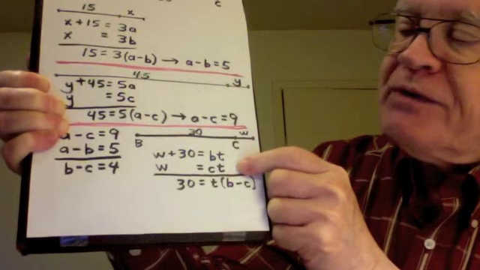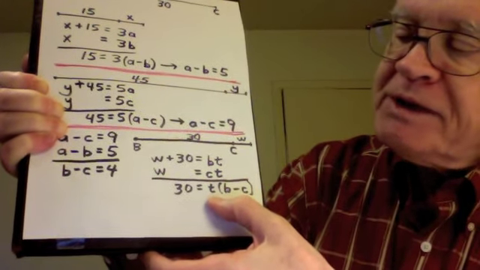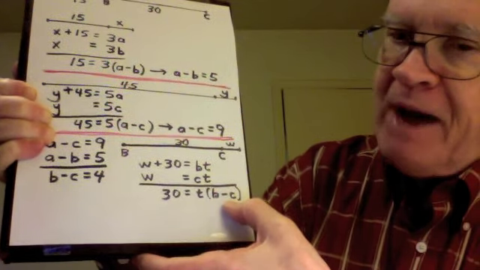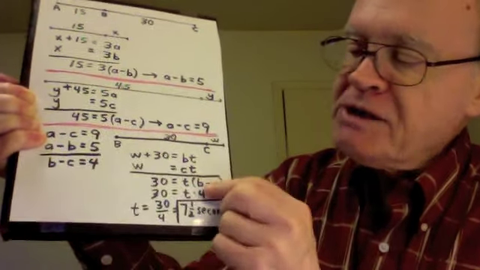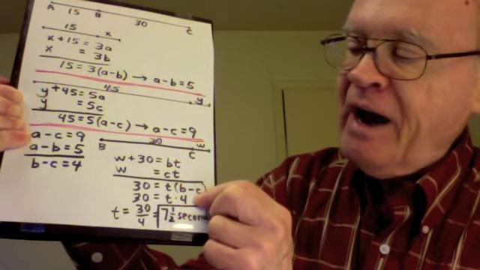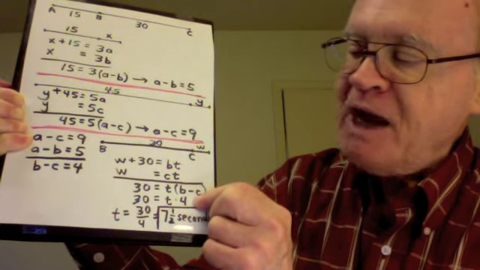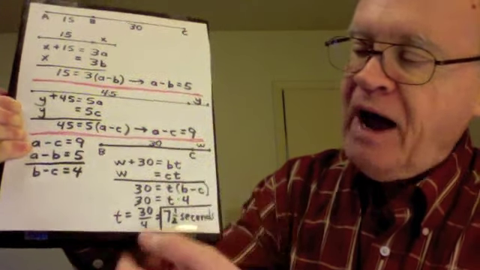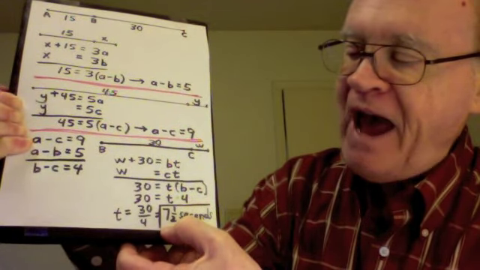Subtracting this equation from this one gives me 30 equals t times (b minus c). But we found out that b minus c is 4, so I substitute 4 in place of b minus c. I now have 30 equals t times 4. I divide both sides of that equation by 4. I get t equals 30/4, which equals 7.5.